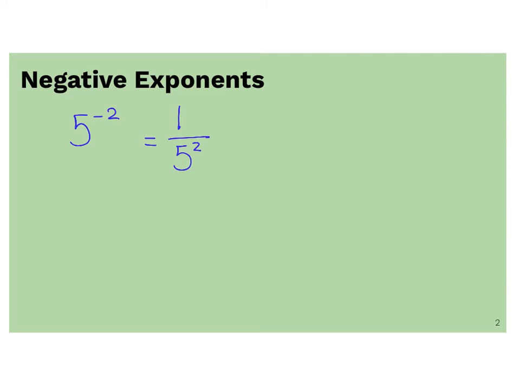So 5 to the negative 2, if you need it to be positive or if you need to simplify it, it's 1 over 5 to the positive 2. Or if they want you to keep going, it's 1/25. Same if it were in the denominator.